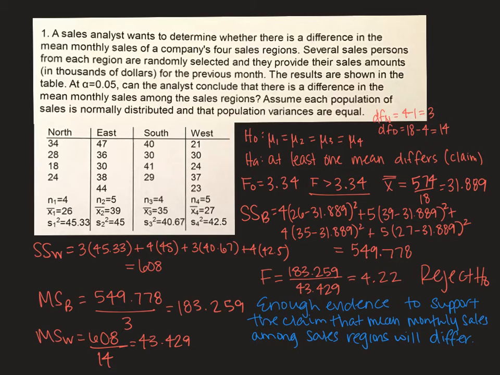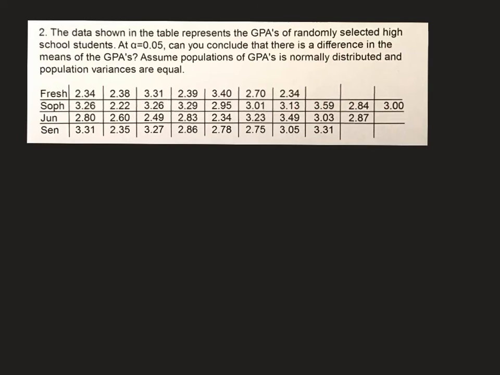So probably a little bit more work in terms of how much we have to show and all of that than in the last hypothesis test, but hopefully not too much harder. Okay, so one more. Data shown in the table represents GPAs of randomly selected high school students. Alpha equals 0.05. Can you conclude that there's a difference in the mean of the GPAs? Assume populations of GPAs is normally distributed and variances are equal.